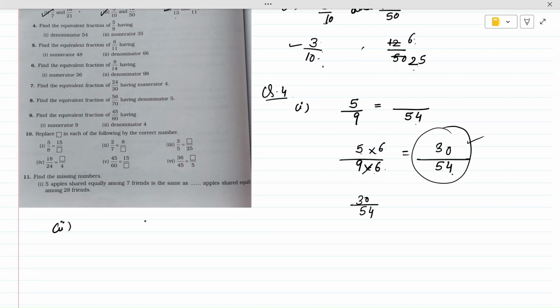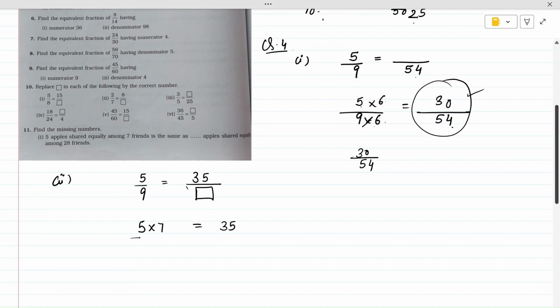Now for 5 by 9, again we have to find a fraction such that the numerator is 35 and the denominator we have to find out. We know that if we multiply 5 with 7, we get 35. So same thing, again we are going to multiply the numerator with 7 and also we'll have to multiply the denominator also. So this will give us 63. So the required fraction which is equivalent to 5 by 9 is 35 by 63.